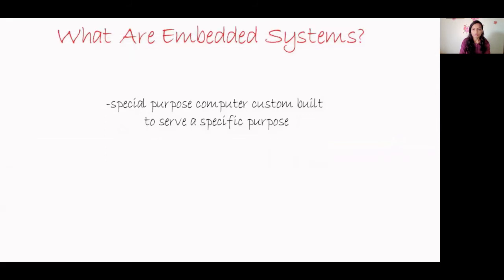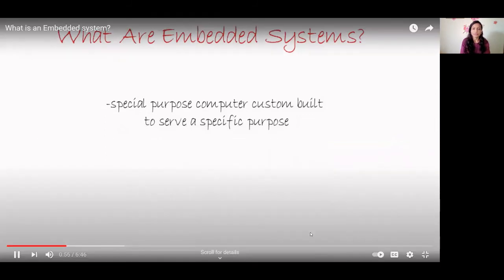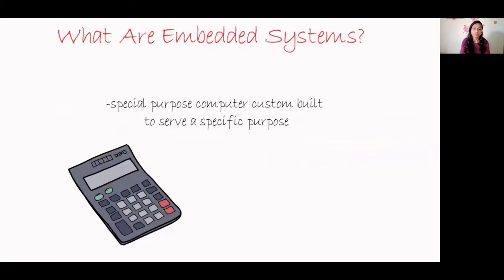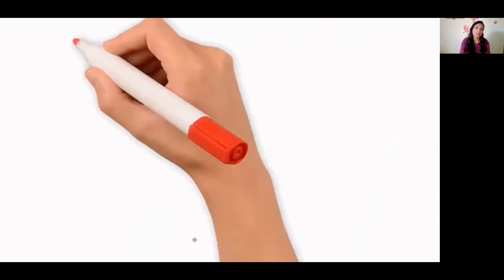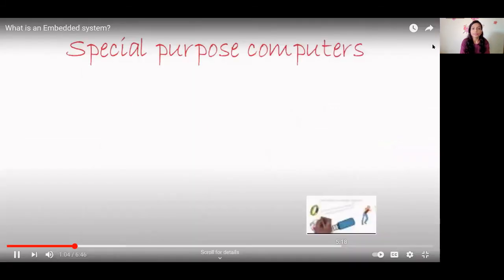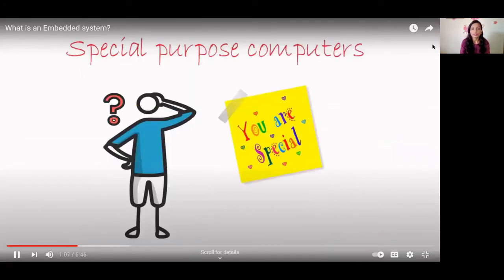Let me put an example. A calculator is a special purpose computer as compared to a general purpose computer. So a calculator can be an embedded system. To understand that, let's first look at the other end of the spectrum, which is general purpose computers.